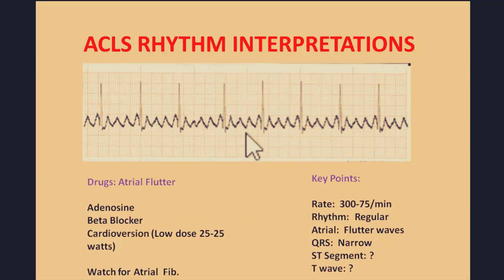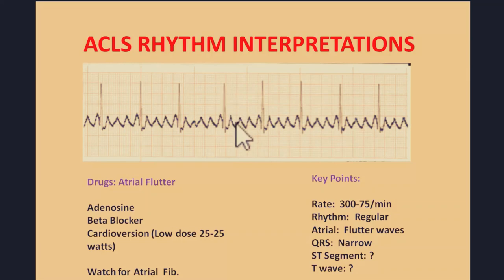What is the treatment? If this is a paroxysmal atrial flutter, we can try adenosine, sometimes beta blockers such as metoprolol may be used intravenously to slow the rate, so it helps in diagnosing an underlying rhythm, especially if it's very rapid. And if the patient's condition is unstable, we can do cardioversion using a low dose of 25 to 50 watts or joules.